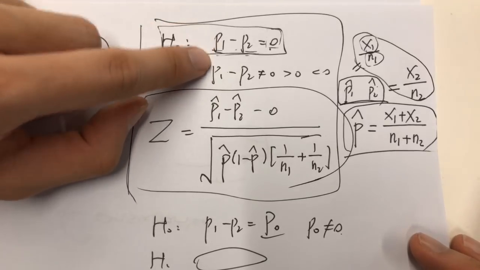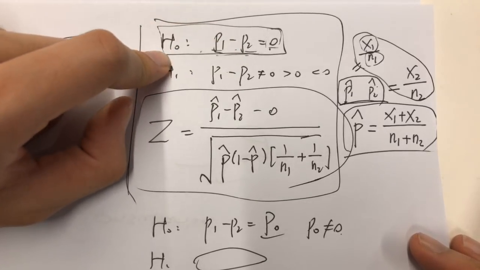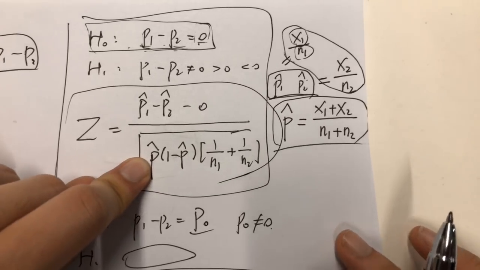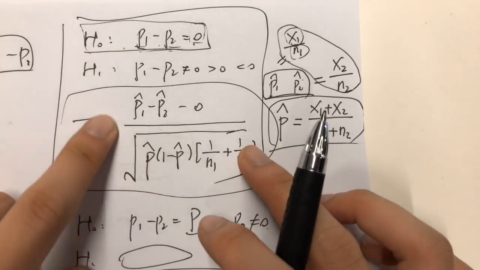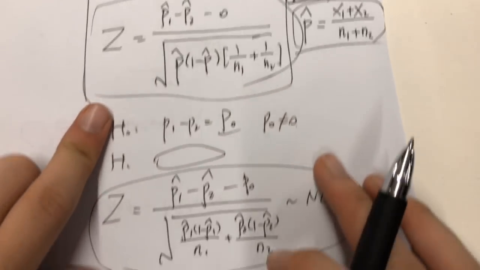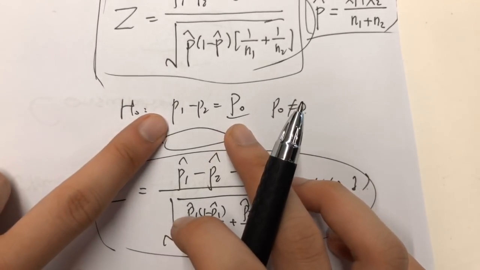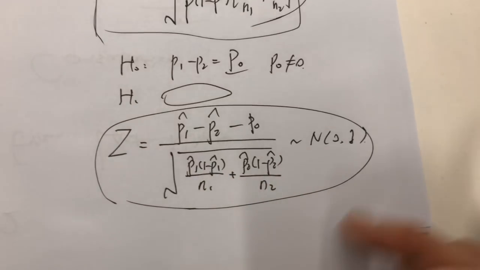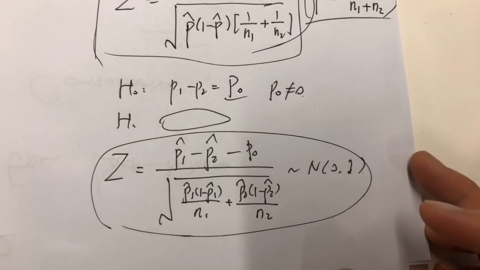So if we assume P1 equals P2 under the null hypothesis, then we need to use the pooled estimate of P hat and plug it into the formula. But if the difference is something else, then we just use P1 hat and P2 hat over here. Hopefully that answers your question, okay?